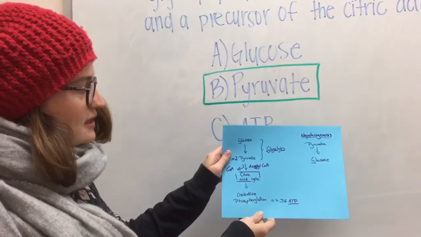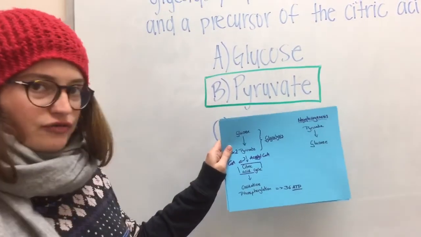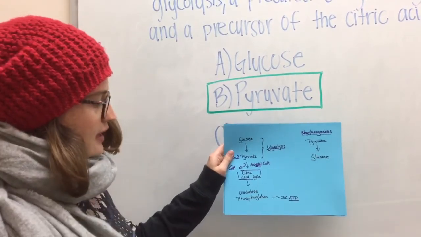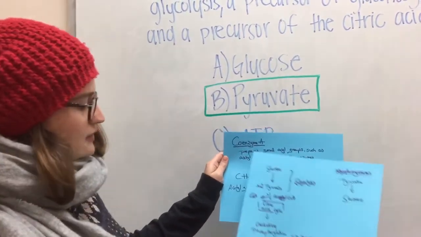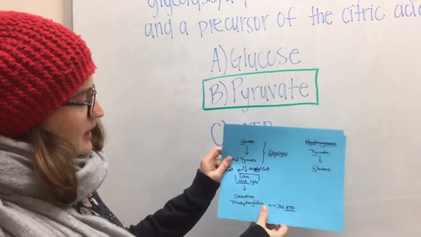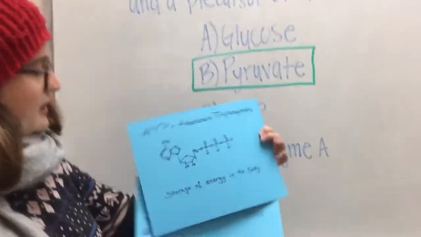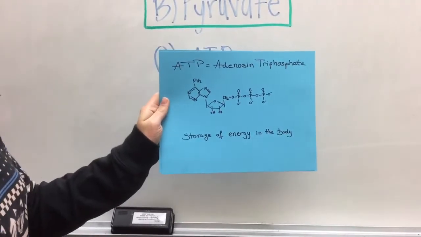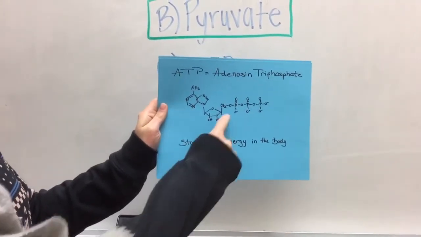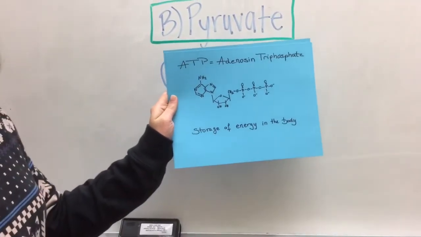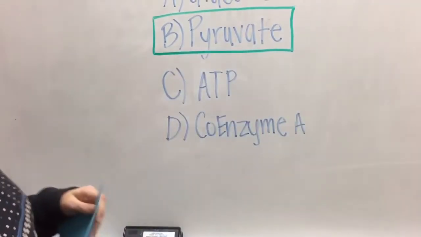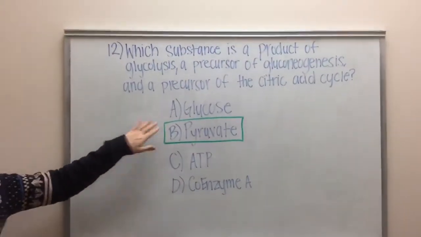Gluconeogenesis is the reaction that will form glucose from non-carbohydrate molecules such as pyruvate. Now let's take a closer look at ATP. ATP is adenosine triphosphate, or adenine and ribose, and 3 phosphates. It is the storage molecule of energy in the body. Therefore, the answer is B, pyruvate.